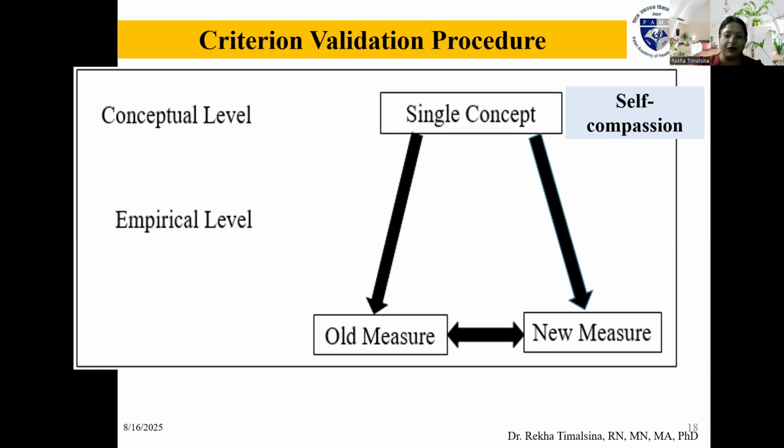Concurrent validity is demonstrated when a new instrument's scores correlate well with those of an established validated instrument measuring the same construct at the same time. For example, a newly developed self-compassion scale shows concurrent validity if its results closely match those of the established self-compassion scale developed by Neff 2023.